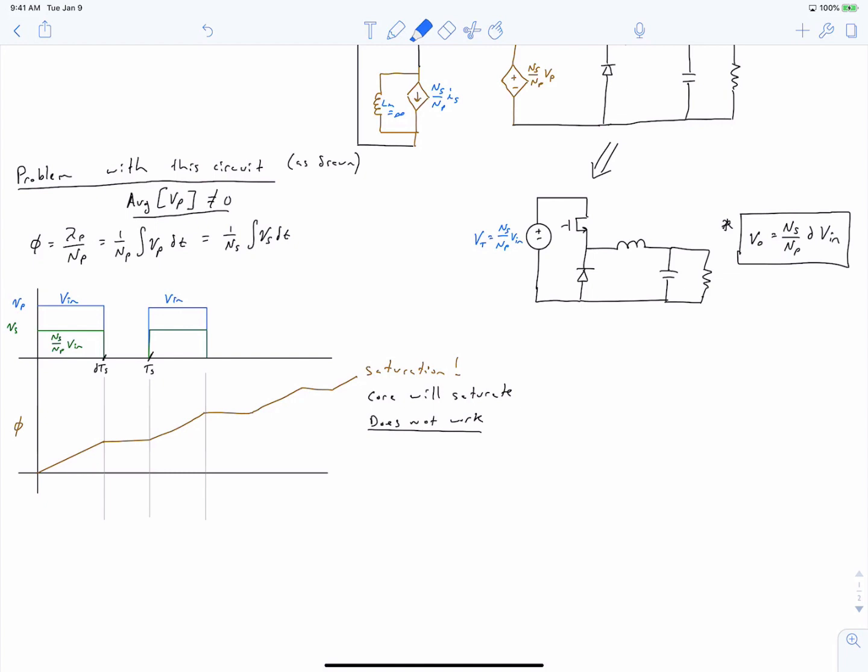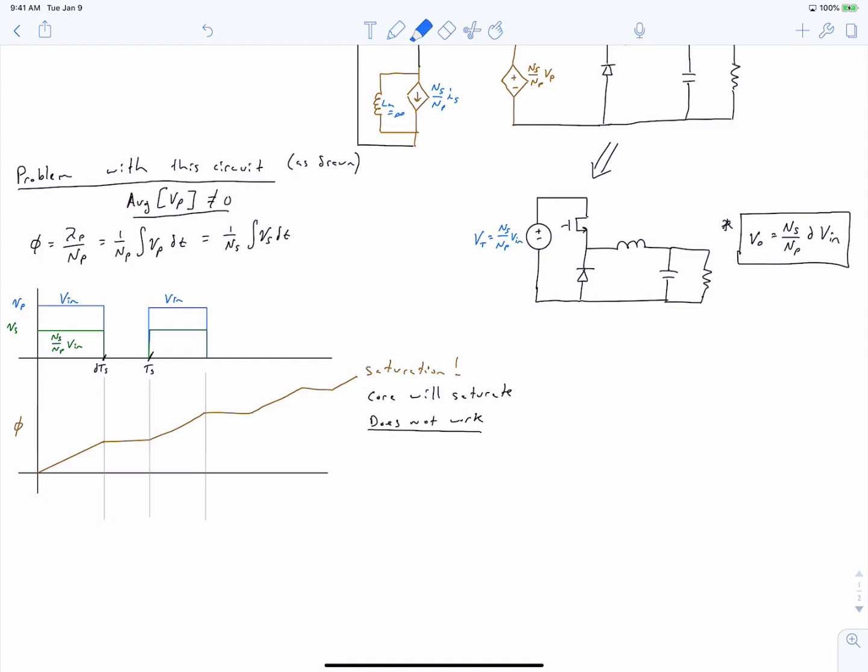And so you have to ensure that in a steady state sense, in an average sense, you're not applying any net voltage. The average voltage across a coil of a transformer has to be 0 or your flux will walk off to infinity.